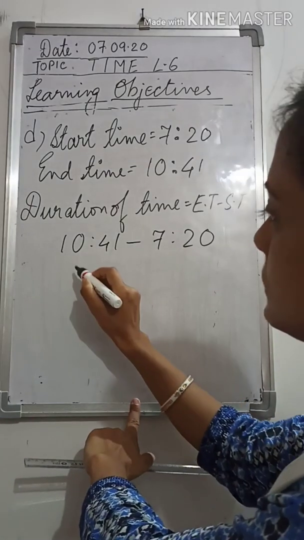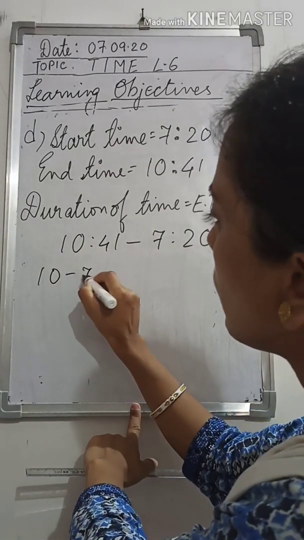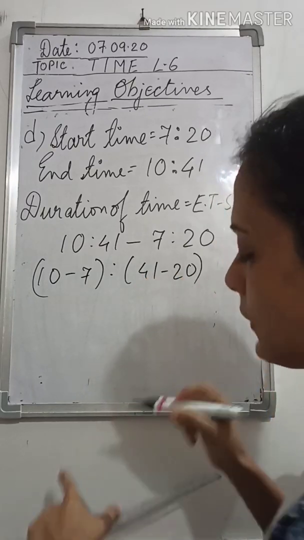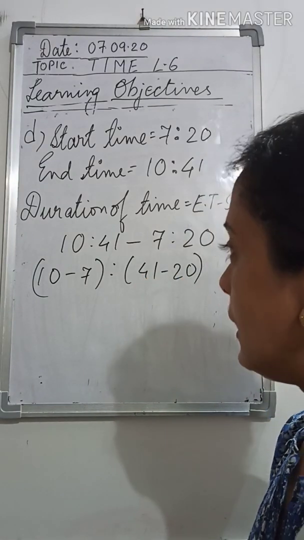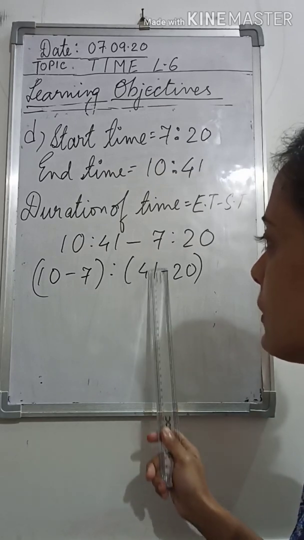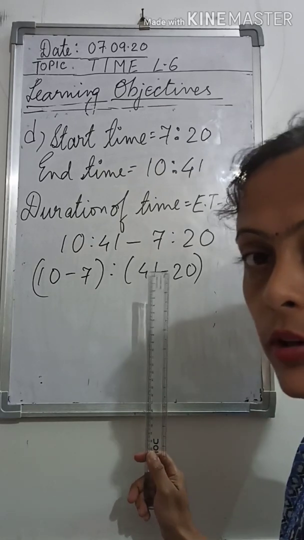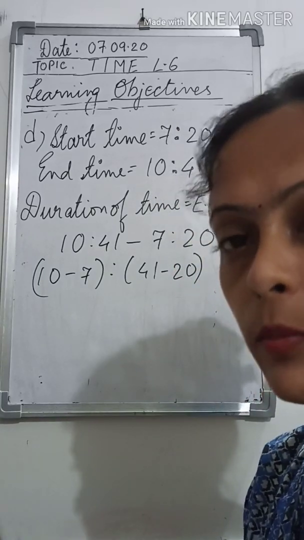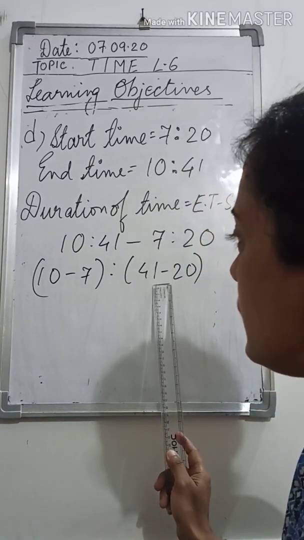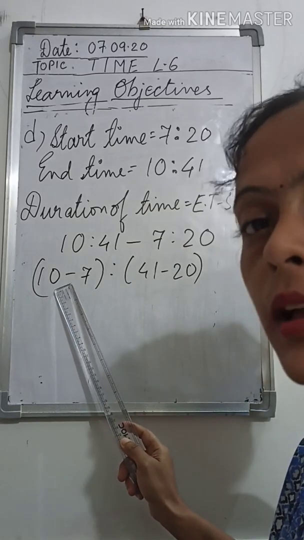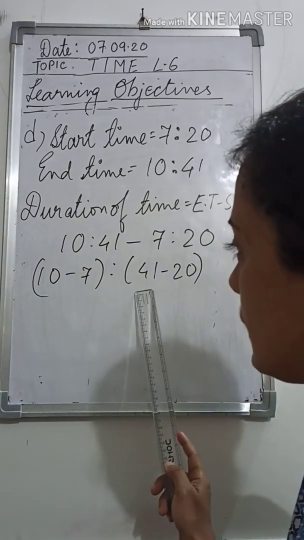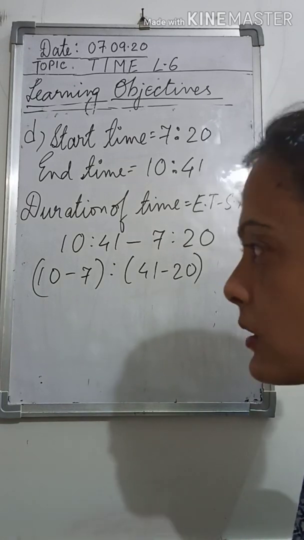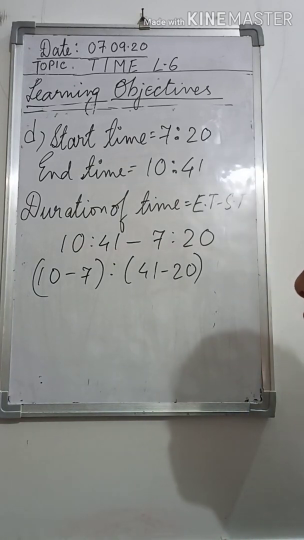Okay. So subtract the hour part, subtract the minute part, and whenever you see that the first number in the minute part is smaller, then you remember in subtraction we cannot subtract a bigger number from a smaller number. So in that case the minute part will borrow 1 hour from the hour part. Okay, but here in this sum we can see 41 is bigger than 20, so we can subtract it. So just subtract it and tell what's the answer.